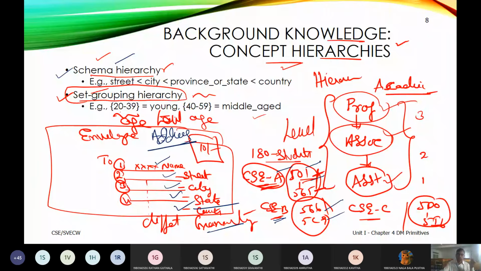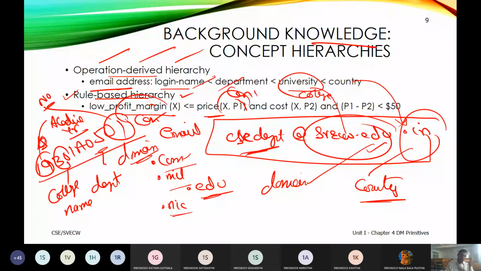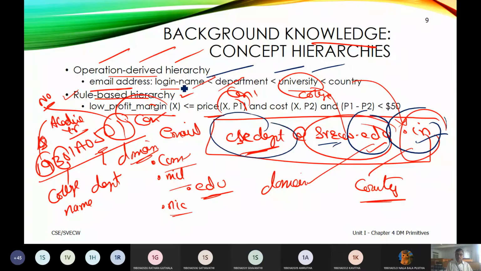So we call it set grouping, followed by the operationally derived hierarchy. In this way, we have an email with login name, department name, university name, college name. So cse department at the rate of svcw.edu.in. In stands for a country, edu stands for a domain, svcw stands for a college, followed by the login name called CSE department.